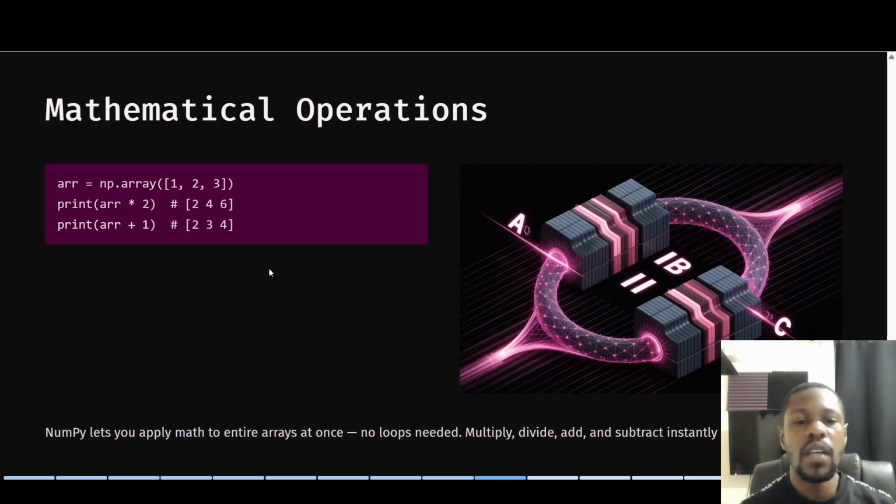NumPy also lets you apply math to entire arrays at once. No loops needed. We can multiply, divide, add, subtract, instantly across all the different elements. So as you can see here, we have this list which we have stored in this variable called ARR. So what we've done is we've printed ARR, and we're going to times 2 to this entire list. And as you can see, the 1 becomes 2, the 2 becomes 4, the 3 becomes 6. Or we can add 1 to every number in the list, as we've done here. The 1 becomes 2, 2 becomes 3, 3 becomes 4.